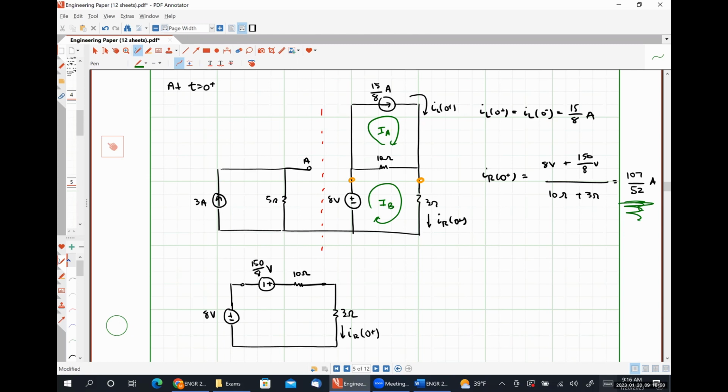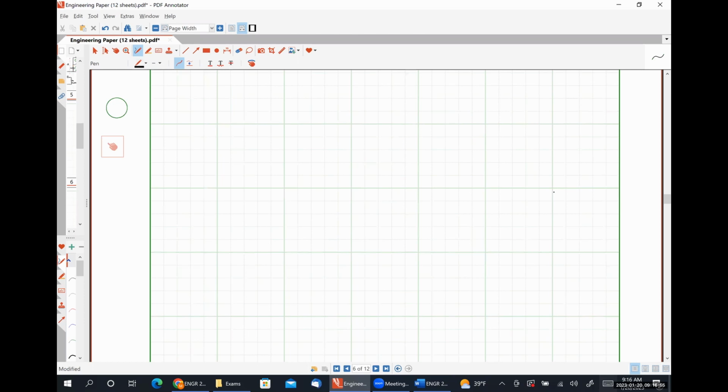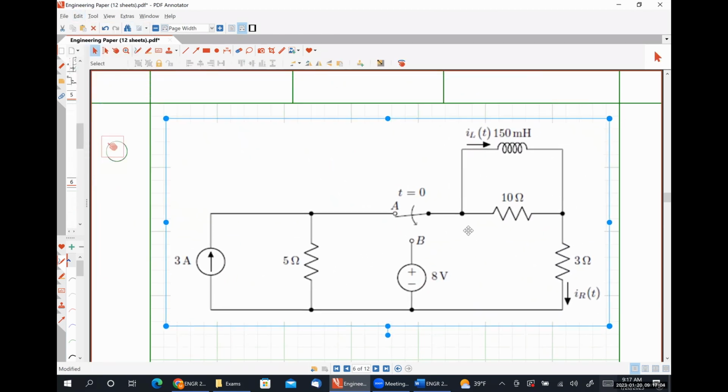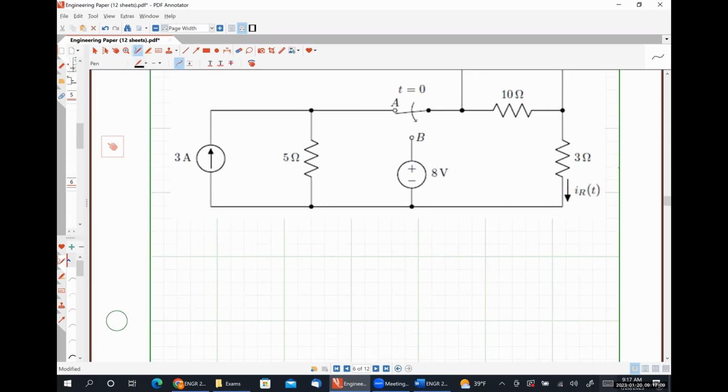All right, so let's look at what's going on at t is equal to infinity now. I don't remember what this circuit looks like off the top of my head, so I'm just repasting it here so I can not screw this up. At t is equal to infinity, we're at DC steady state again. So our inductor is going to look like a short circuit, but our switch is closed at position B. So A is open circuited.